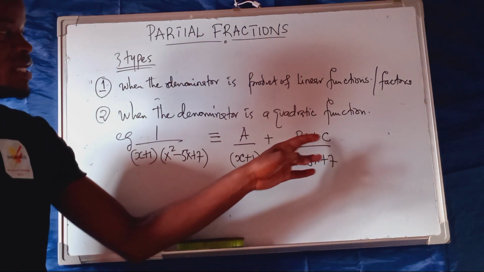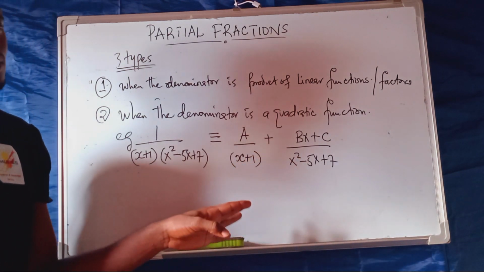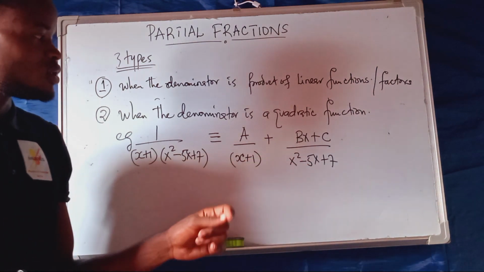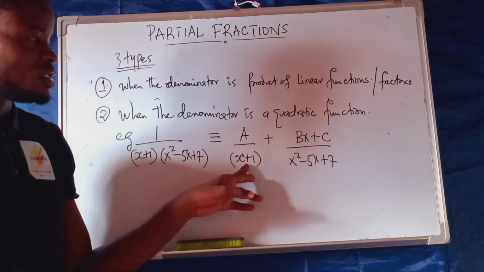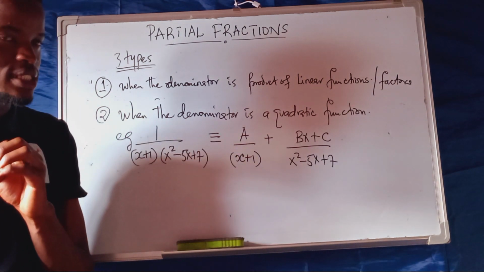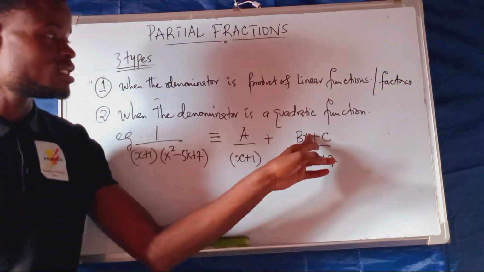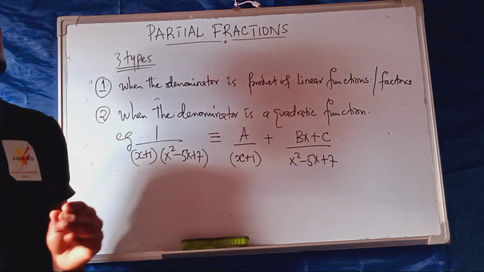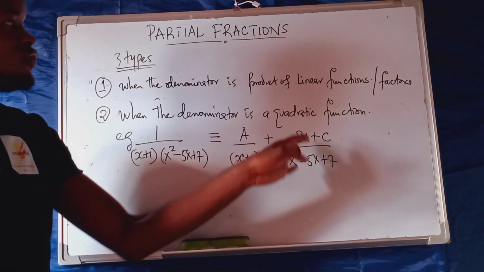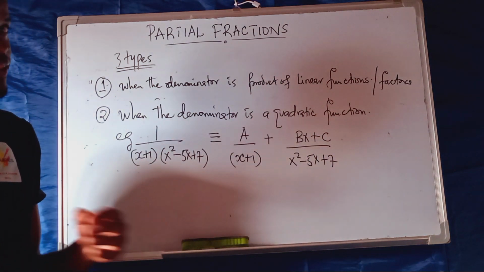We are adding bx plus c. And when we come to applying this in integration, I'll explain why we do this. Because if you get the derivative of this one, it is a constant. The derivative of a quadratic function is a linear function. It helps us so much when you're integrating. So if we have a quadratic function, we always write it like that.